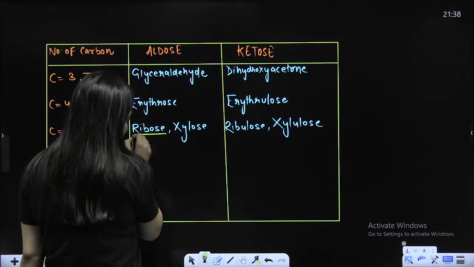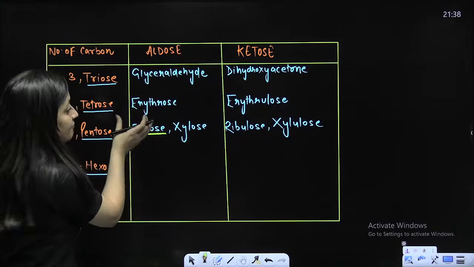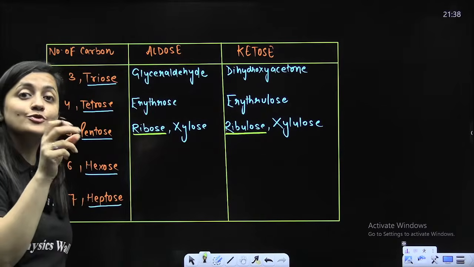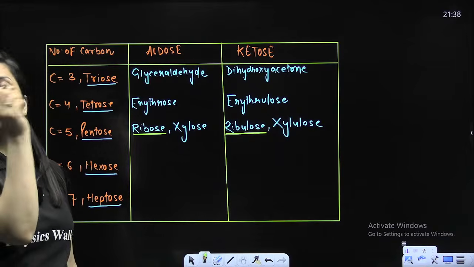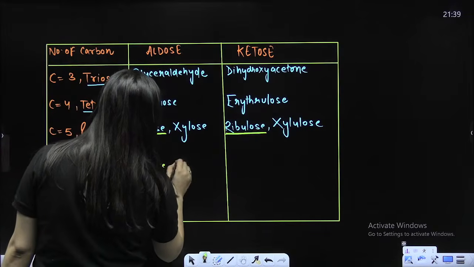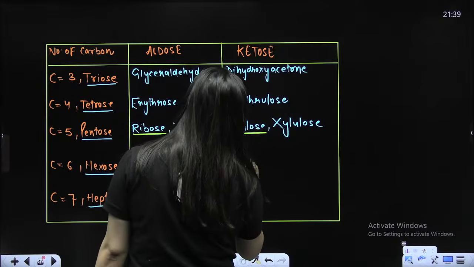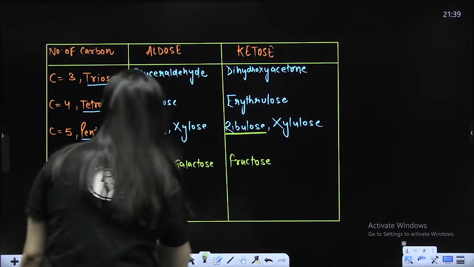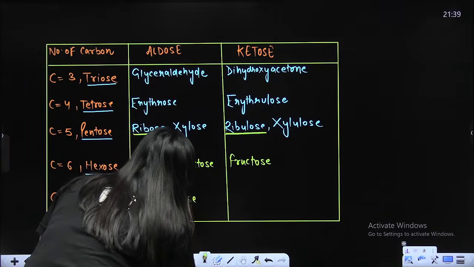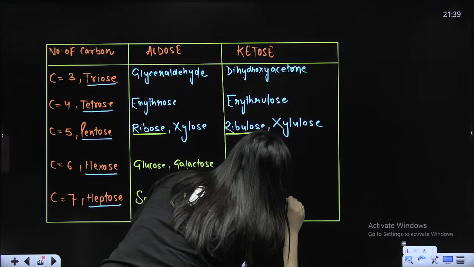Look, ribose is a pentose, which means it has 5 carbons. Ribulose, ul is the word here. In the nomenclature, you have added ul. So it is indicating the functional group is going to be ketone. Glucose, galactose, they are examples of aldoses. Here you have the best example, fructose. Here you have pseudo heptose, and here you have pseudo heptulose. Heptulose.